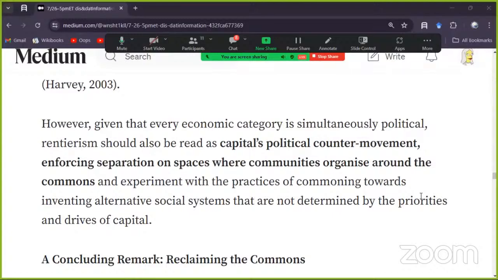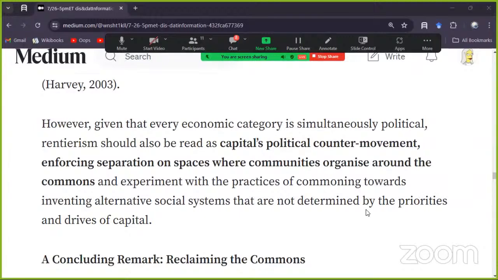However, given that every economic category is simultaneously political, rentierism should also be read as capital's political counter-movement, enforcing separation on spaces where communities organize around the commons and experiment with the practices of commoning towards inventing alternative social systems that are not determined by the priorities and drives of capital. Now, this would be interesting if you actually made choices about bioregional energy use and a variety of other kinds of things.